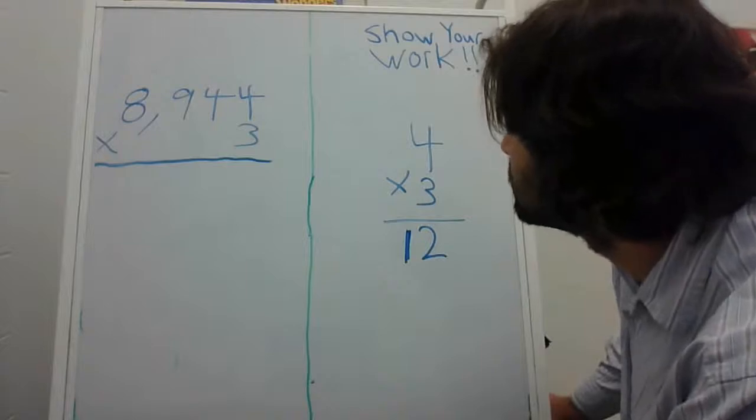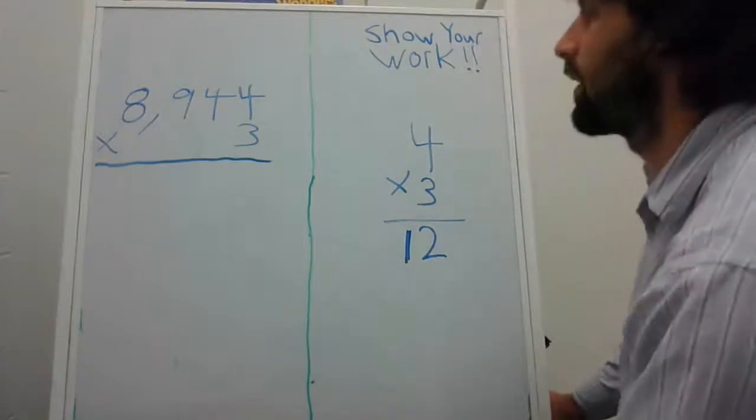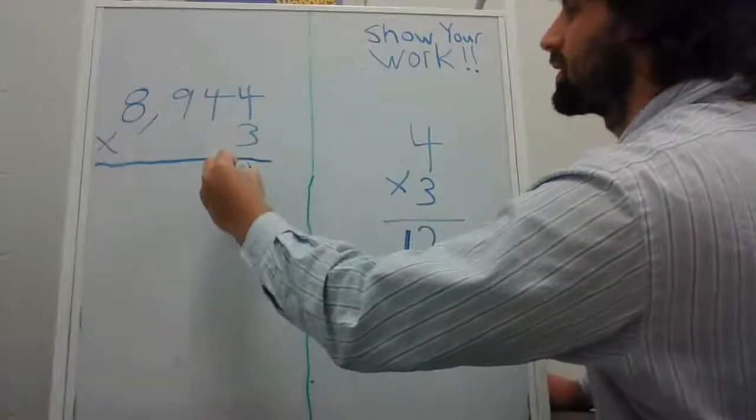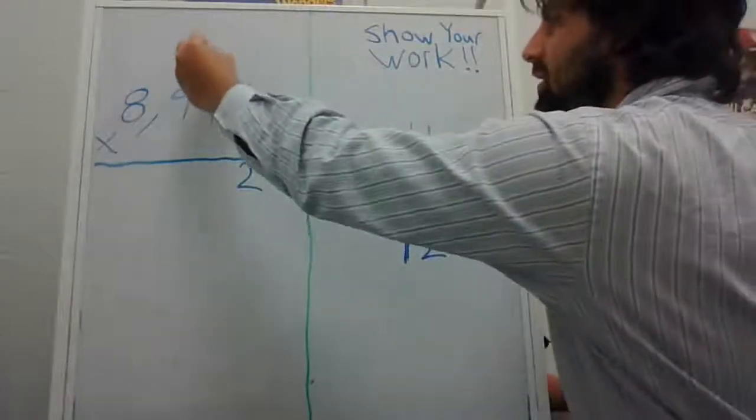All right. So 4 times 3 is 12. So now the 2 in 12 is going to go in the ones place, and the 1 in 12 we're going to carry over to the tens place.